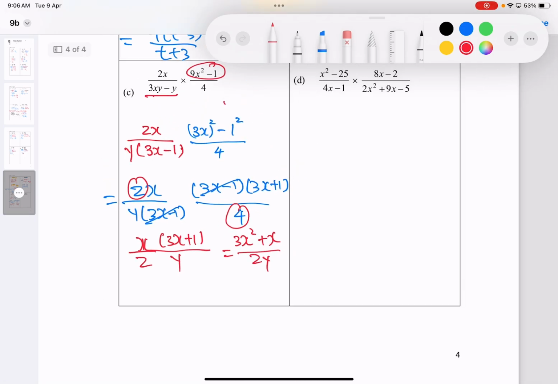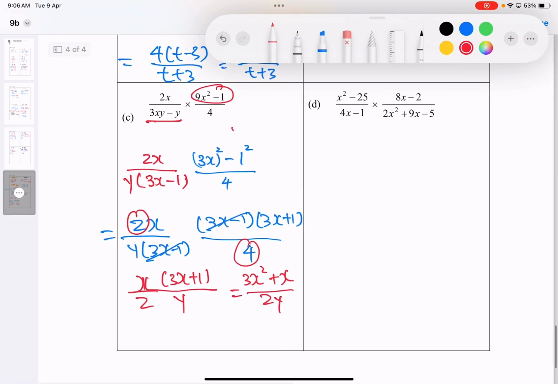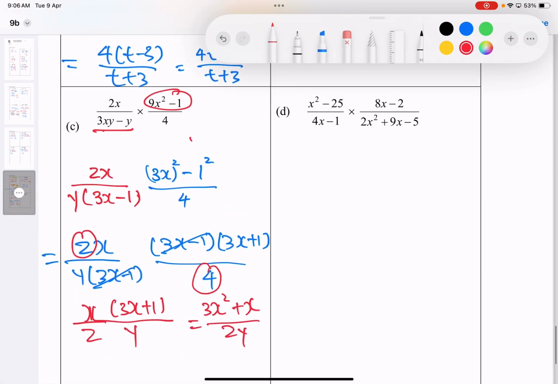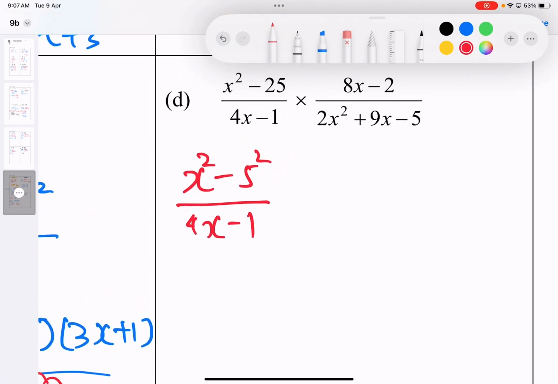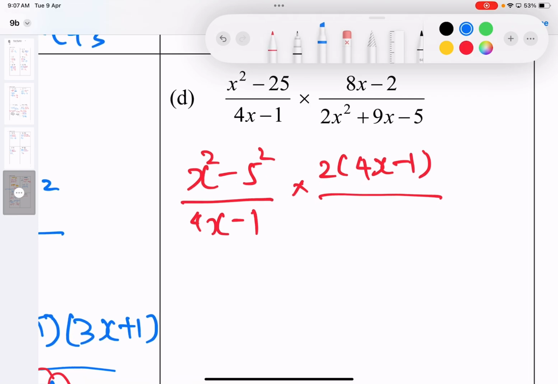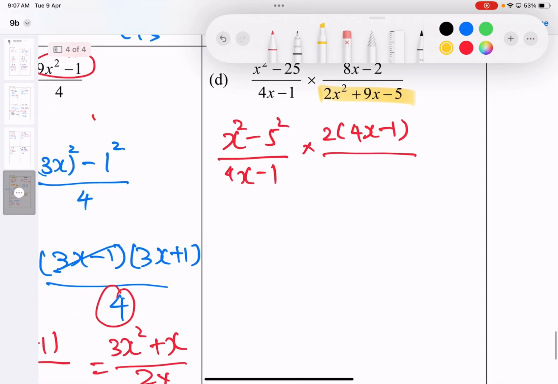Okay, the last and final question before we end the day. I'll help you out in the first one, but the rest you have to do by yourself already. x squared minus 5 squared. 4x minus 1, there is no way you can factorize this any further, so you leave it. The top here, you can factorize a 2, so you get 4x minus 1. This denominator, can you factorize by yourself? Use the ladder method. The last one really, please try.